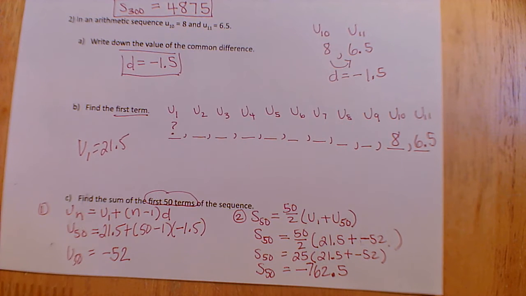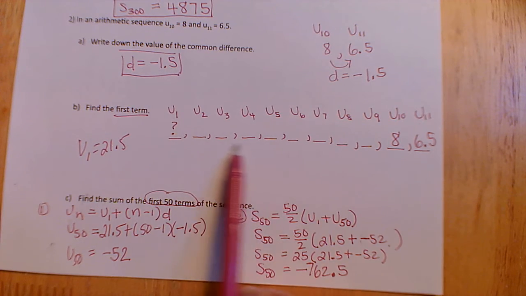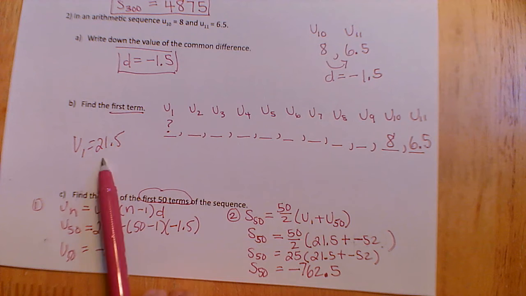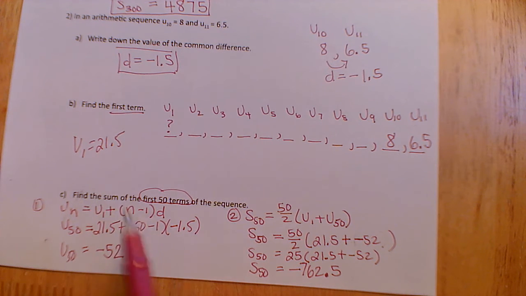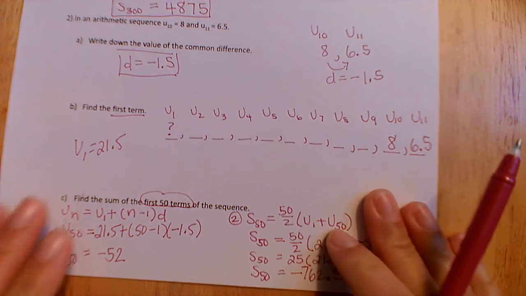And that was a pretty large problem. First, we had to find the common difference, negative 1.5. Then we had to count negative 1.5 backwards, so we really had to add 1.5 9 times to get to 21.5. Then we had to find the sum of the 50th term, which is a two-step process. First, I had to find the 50th term. Then I could find the sum. Let's move on to number 3.